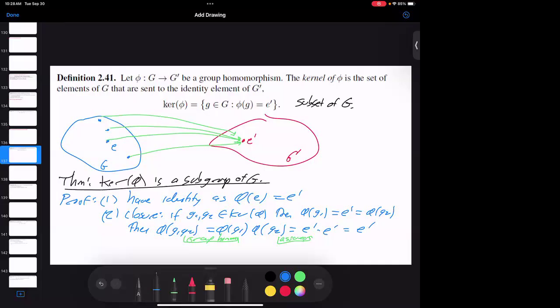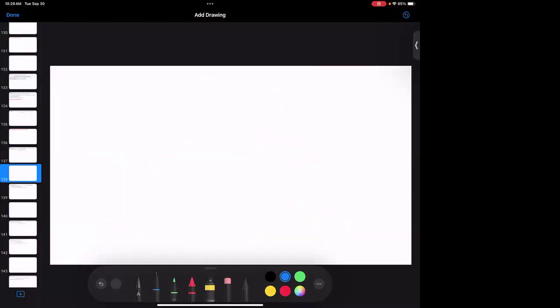What's the last thing we need to check? We showed the identity is there. Associativity is free. What's the last thing we need to check? Inverse. So if G is in the kernel of phi, we must show G inverse is in the kernel of phi.